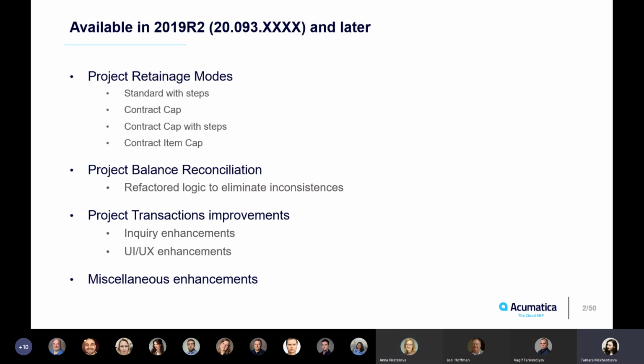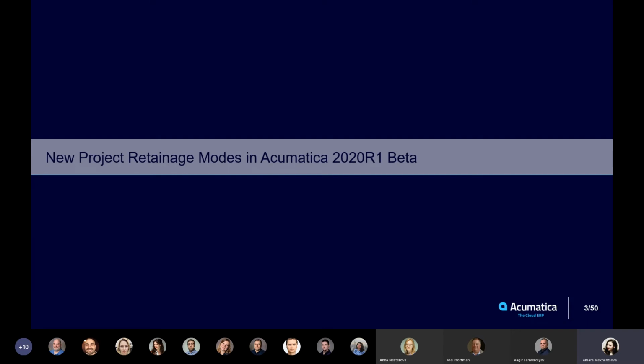We have introduced some new project retainage modes in 2020 R1 beta. And also, we will cover project balance reconciliation issues, which include some refactored logic that helps us eliminate inconsistencies. And also, we will touch some other project transactions improvements and some other miscellaneous enhancements. Let's start with the new retainage modes in Acumatica.